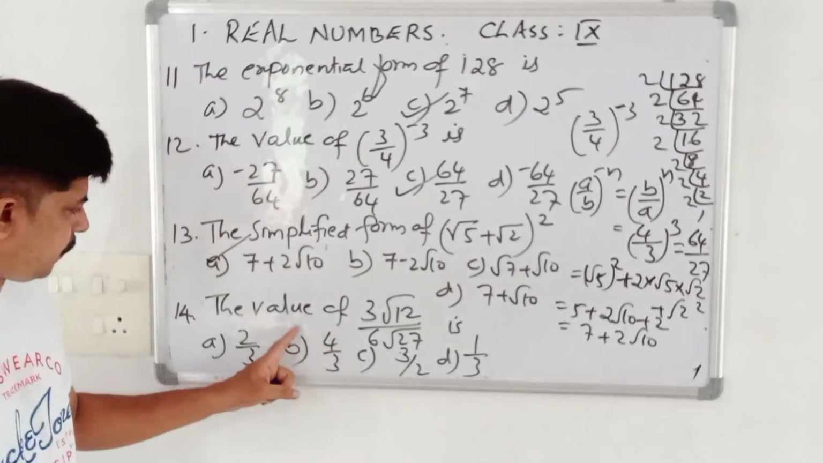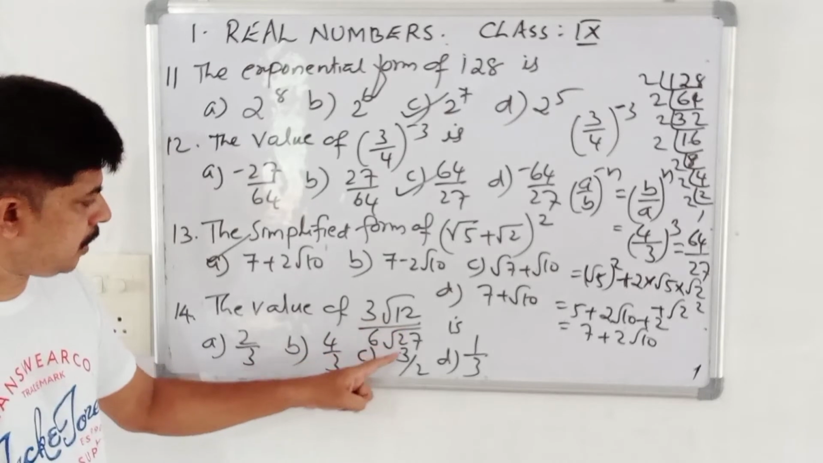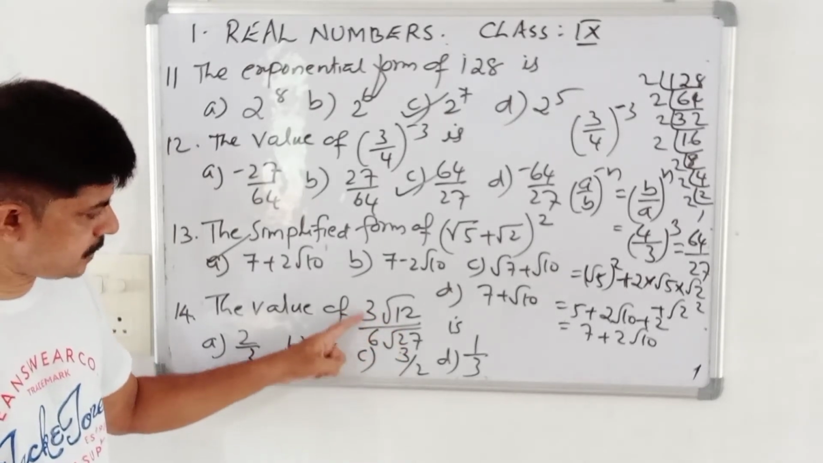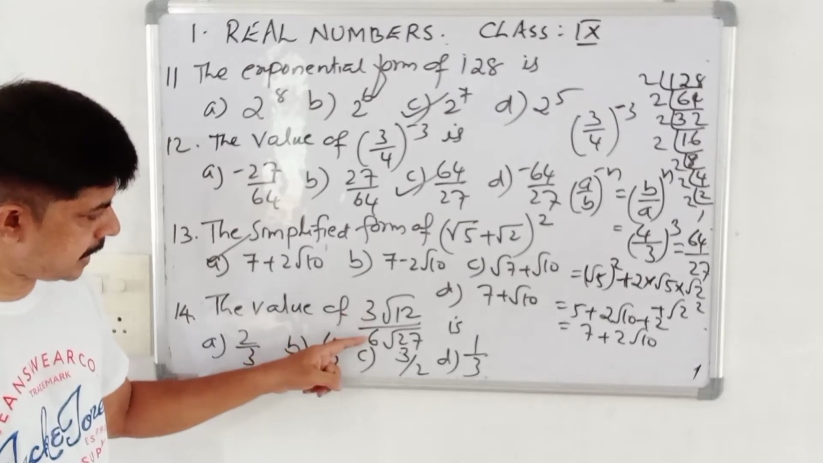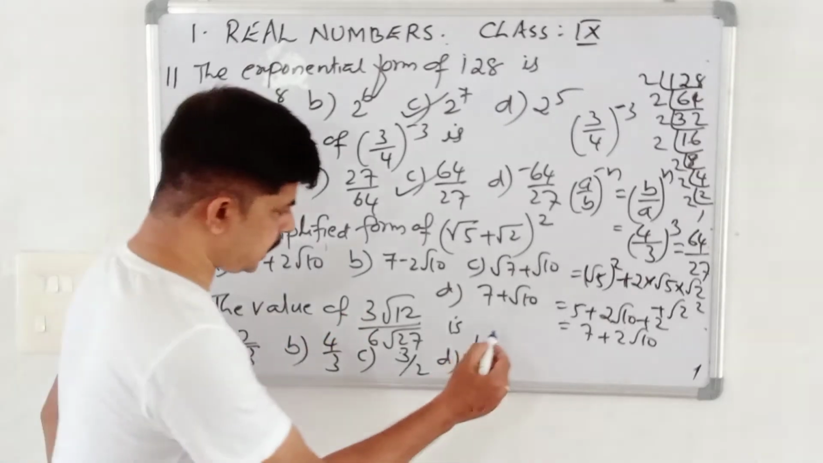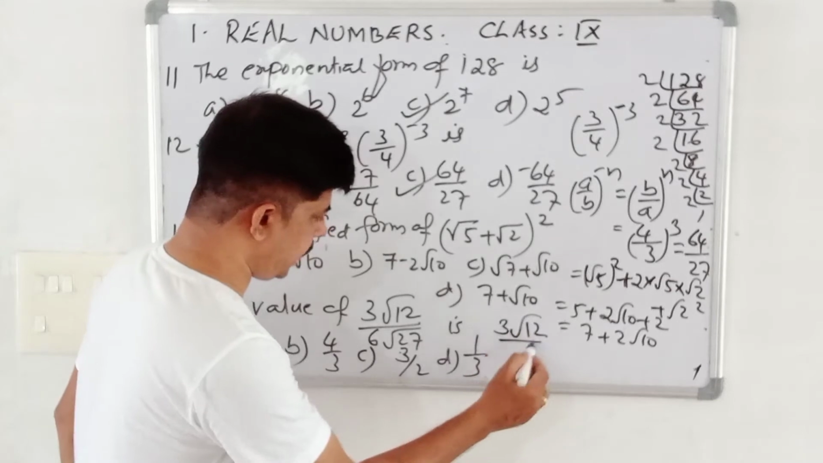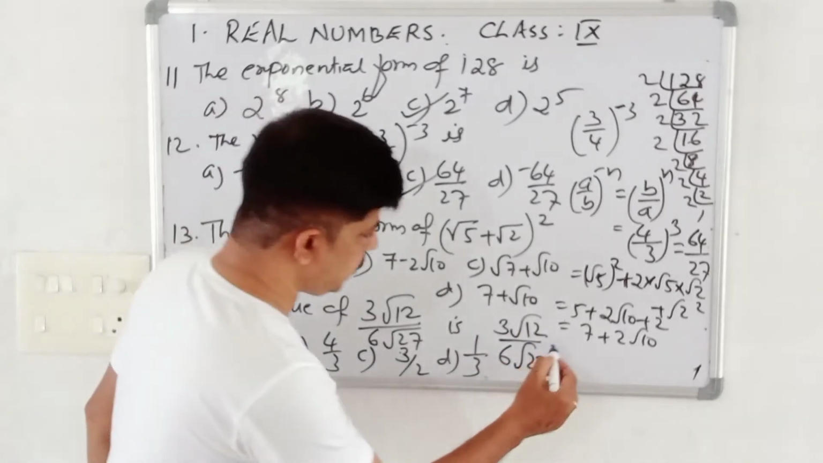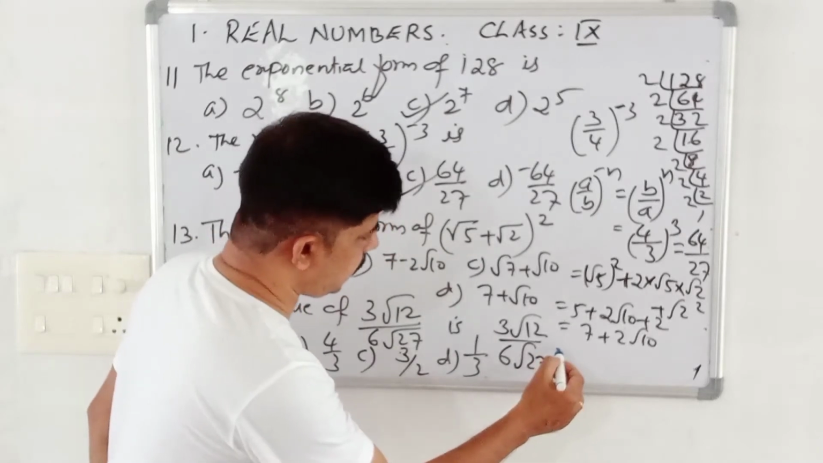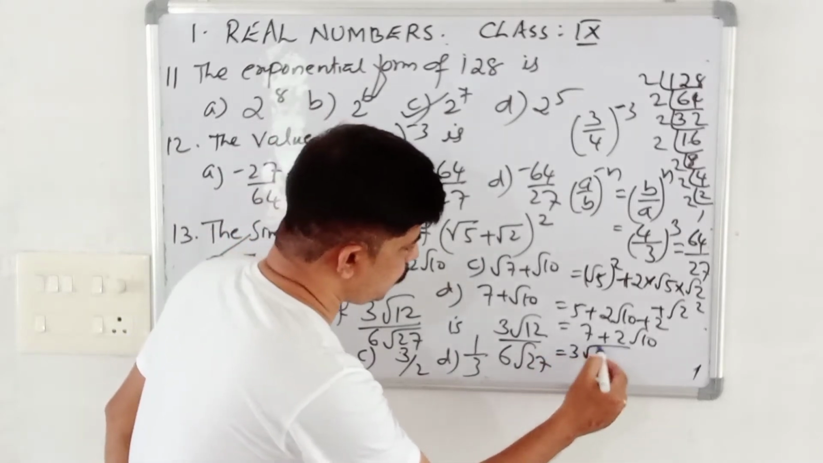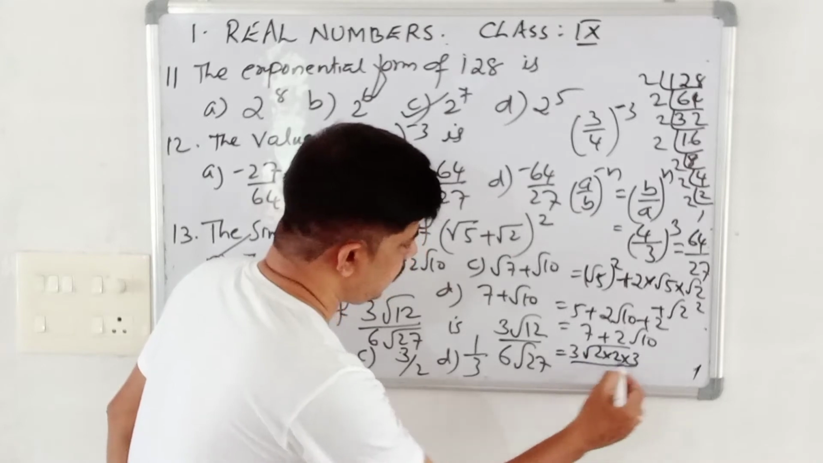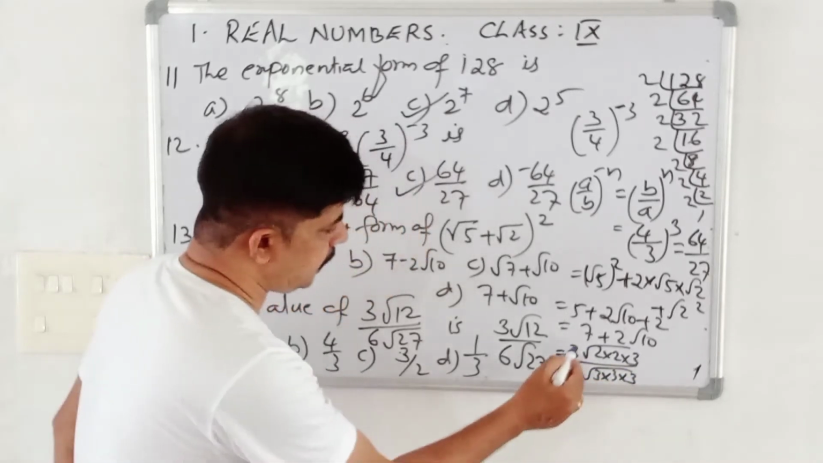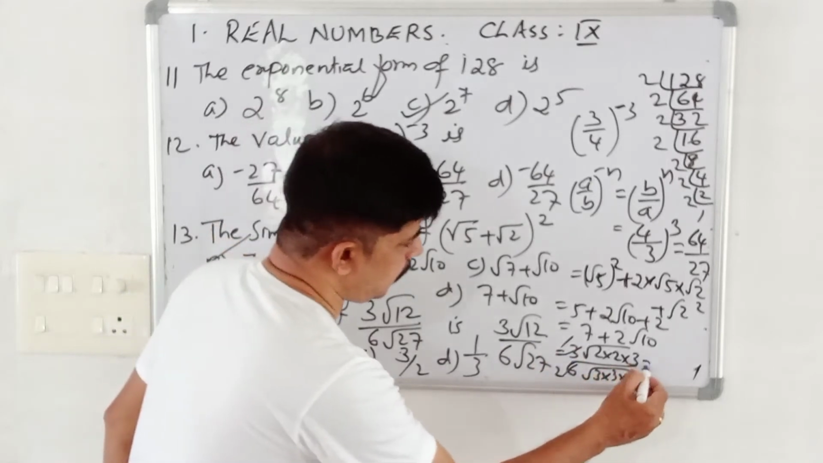Now finally we have 3 root 12 by 6 root 27. Again we have to simplify. The rational coefficients we can simplify together. 3 and 6 are the rational coefficients. 12 can be written as 2 into 2 into 3. 27 can be written as 3 into 3 into 3. Now we have to cancel the rational coefficients here. We get 1 by 2.